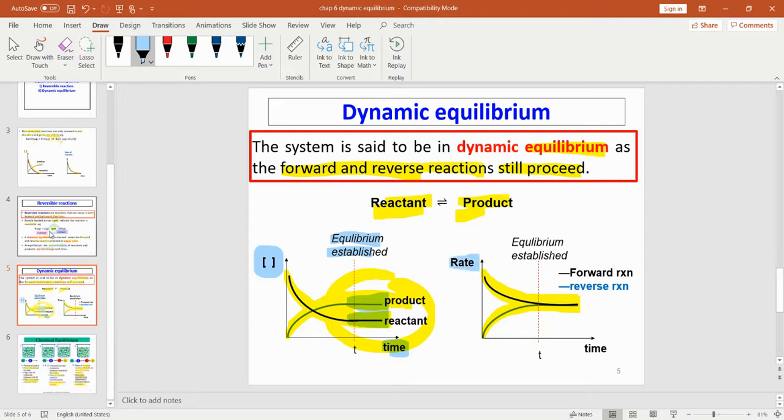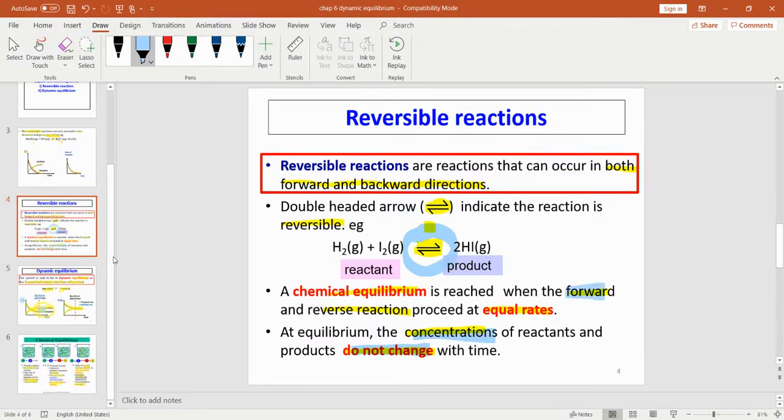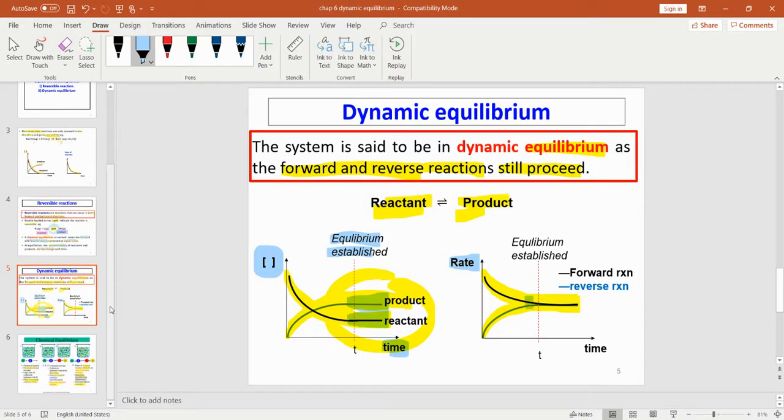If the forward and reverse reactions proceed at equal rates, therefore it reaches the same point when equilibrium is established, because the rate of reaction is the same, it is constant. Okay, so that's all for dynamic equilibrium.